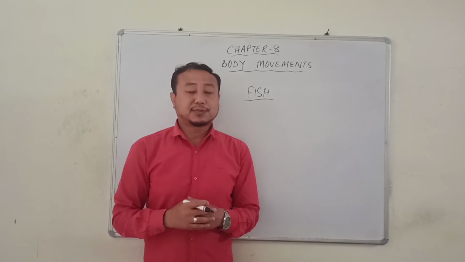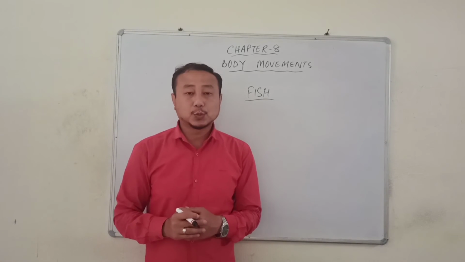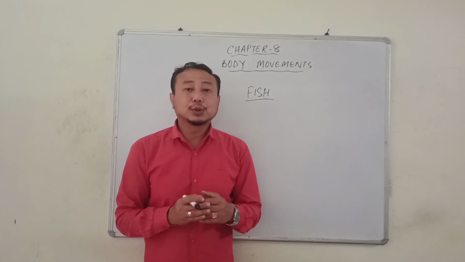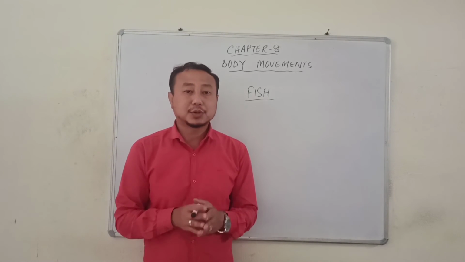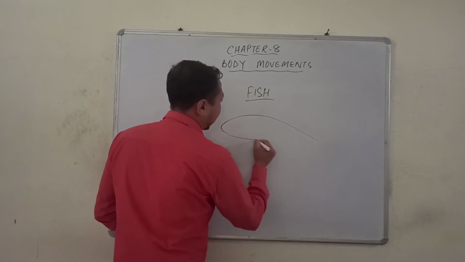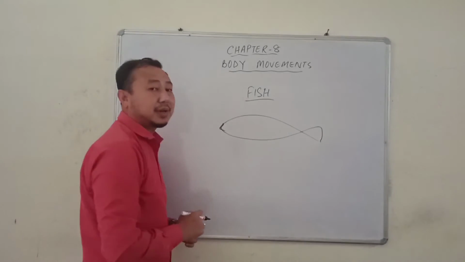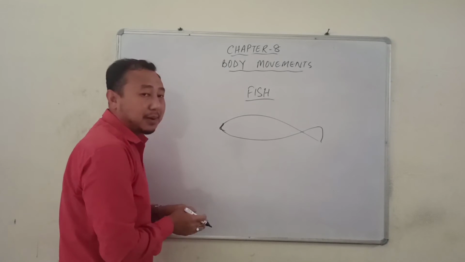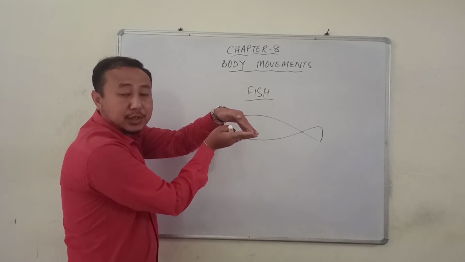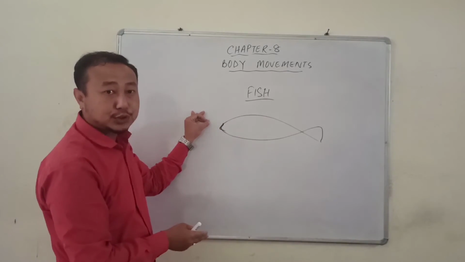The next animal is the fish. Fish are aquatic animals, that means they live in water. So their body is designed in such a way that it can reduce the friction developed by the water. In order to reduce this friction, the body of the fish is streamlined. When we say streamlined body, it means having a pointed end or pointed tip. So the body structure of a fish is pointed at the tip portion.